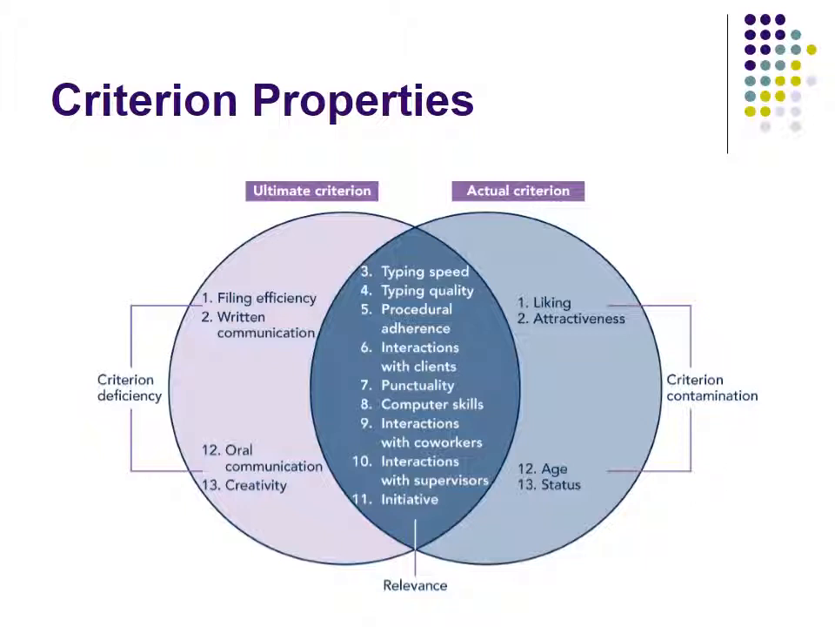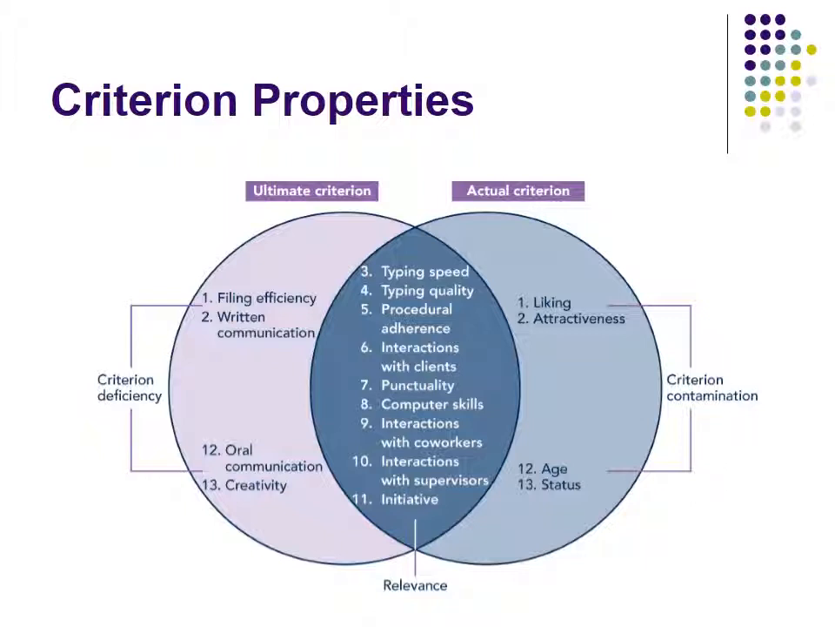Interaction with clients, we might be sending out a short 3-question survey to any clients they interact with, asking them to rate the interaction. Punctuality, we can actually have their sign in and sign out, see how often they're late. Computer skills, there might be a small test they're given every 4 months on their current knowledge of computer skills. Interaction with coworkers, their coworkers might fill out a small survey about how the interactions are, and also the manager may rate that, the interaction with supervisors. And as far as initiative, all of those questionnaires might also have an item about initiative. So those are parts that were identified from the job analysis that are in the ultimate criteria that we have put together some form to measure in the actual criteria.